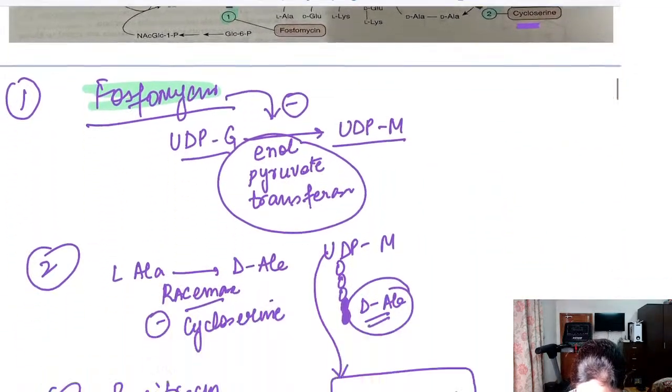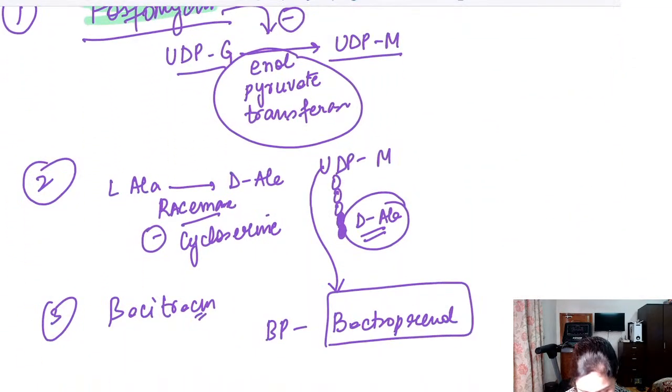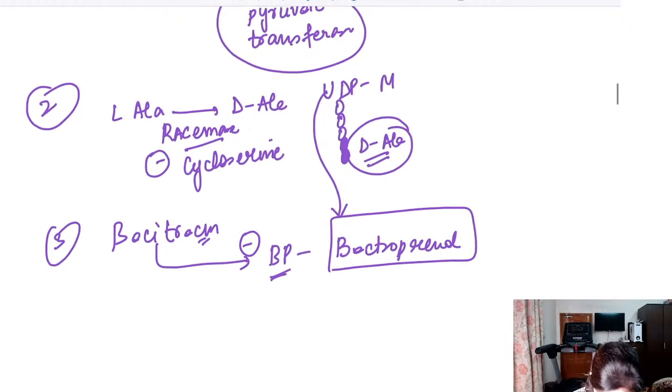Now bacteria only have some amount of BP. They don't have an exhaustive store. They have some amount of BP only. So bacitracin basically inhibits this BP, bactoprenol. So it will not allow the flipping of this whole complex outside. So therefore the cell wall is not going to be synthesized. So that is the third step which is affected by bacitracin.